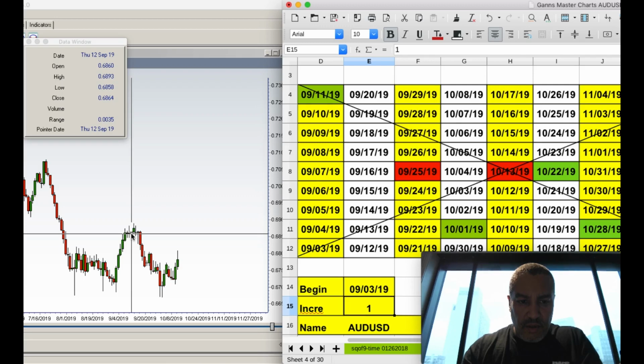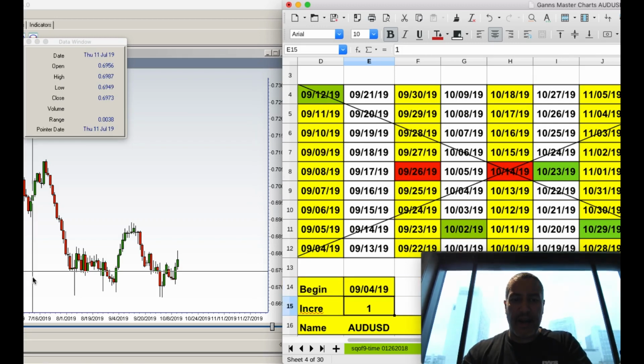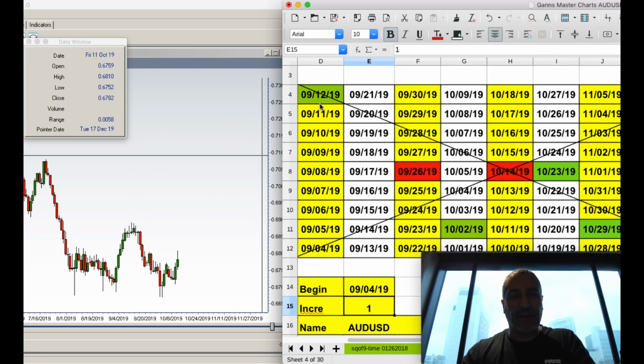So let's see. It makes a high on September the 12th, and the 12th was made down here. So what I would do then, nope, my bad. Put the 4th. And now I have it locked. Or you can say curve fit it, whatever you want to do.